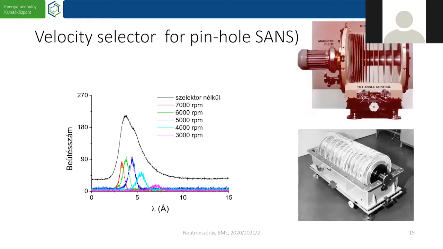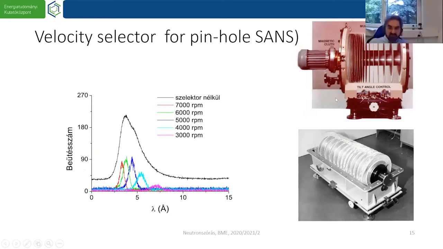Now this is the velocity selector. There are two photos of two different types of velocity selectors. Both contain wheels, many wheels, which are half transparent and half neutron absorbing, and they are arranged so that there is a spiral-like path along them. If these wheels rotate with a certain speed, then only those neutrons go through which correspond to that given speed.